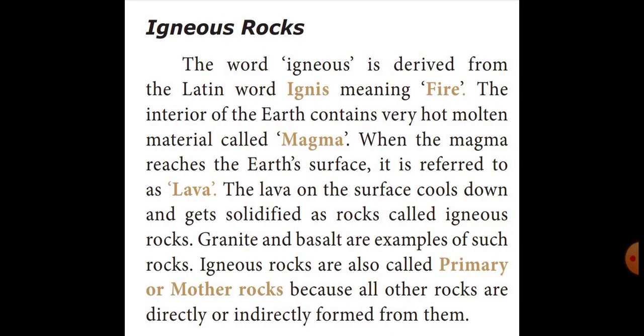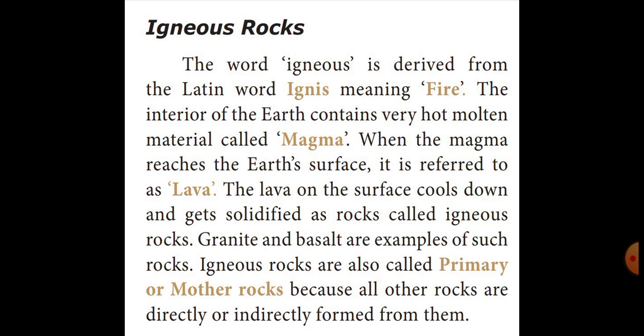The word igneous is derived from the Latin word ignis, which means fire. The interior of the earth contains very hot molten material that is called magma. In the previous class, we learned about magma. What is magma? In the lower part of the mantle, the rocks are in molten form. That molten rock inside the earth is called magma. When this magma reaches the earth's surface, it is referred to as lava.